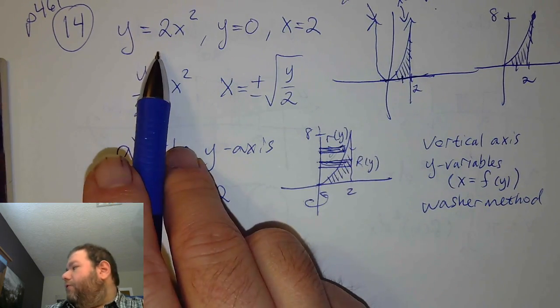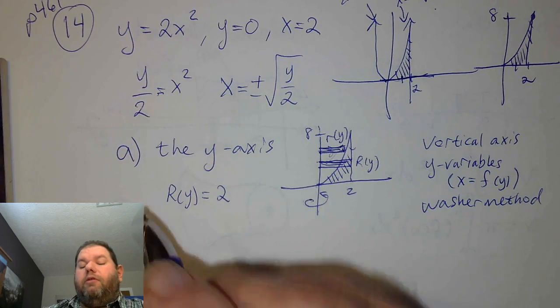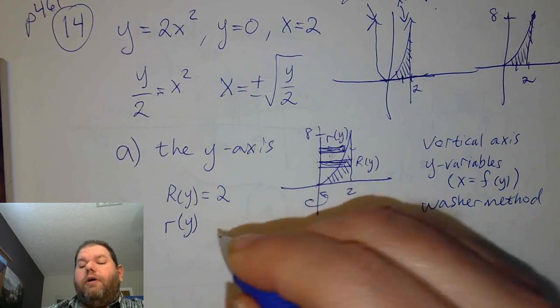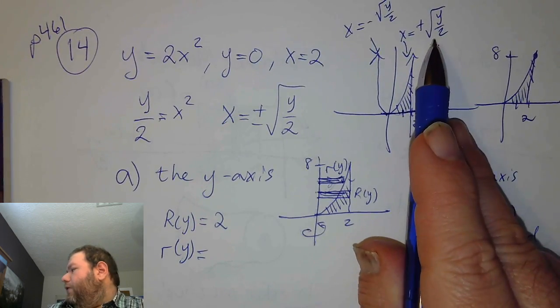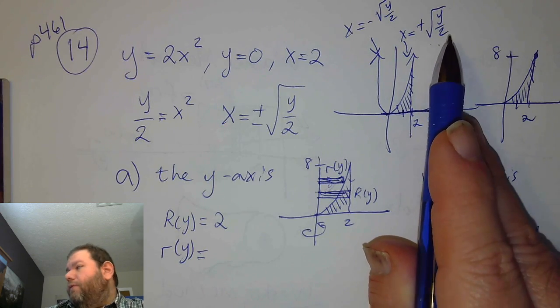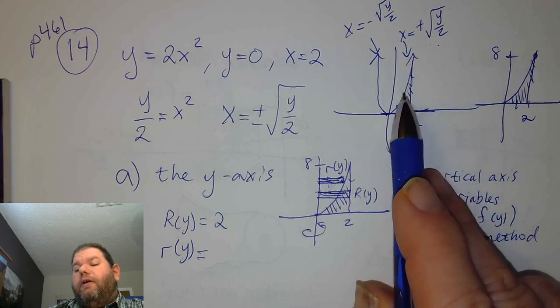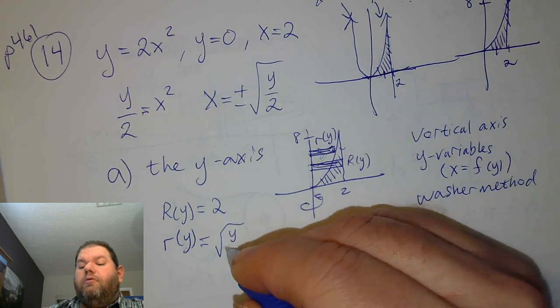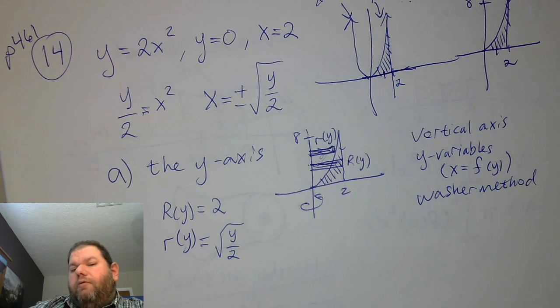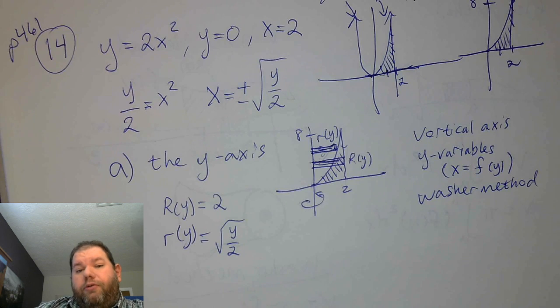Now we said our function up here was y equals 2x squared, but again, we want to write it as a function of y. So we're going to use what we talked about up here, which is that x equals the positive square root of y over 2 is this part of this parabola. Now, it might seem problematic that we have a square root there, but remember, we square each of these radii functions when we plug them into our washer method, so it actually helps quite a bit, and we're going to end up with just a normal expression after that.